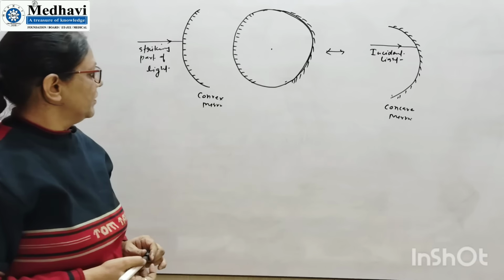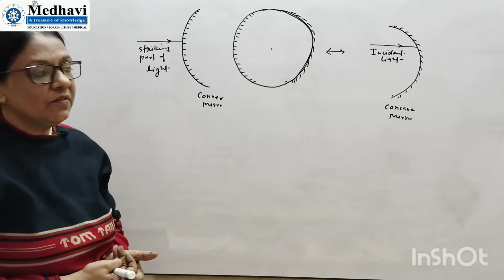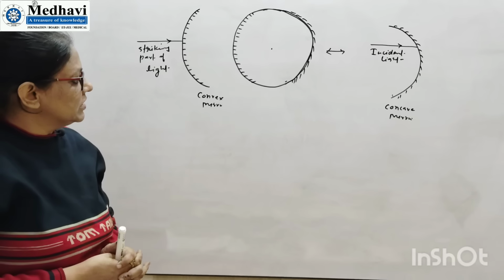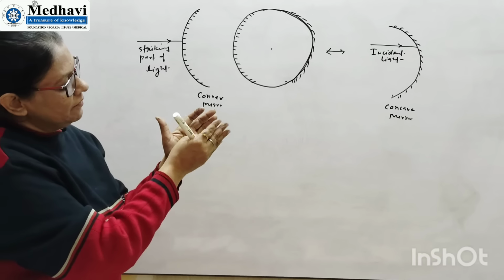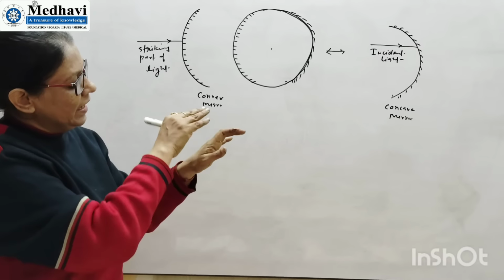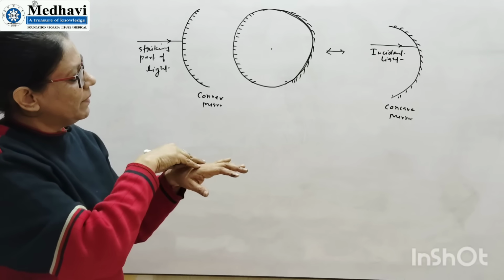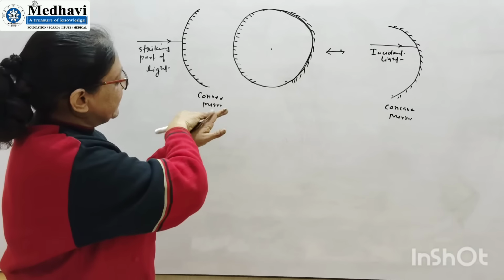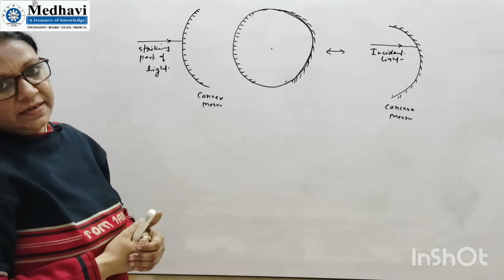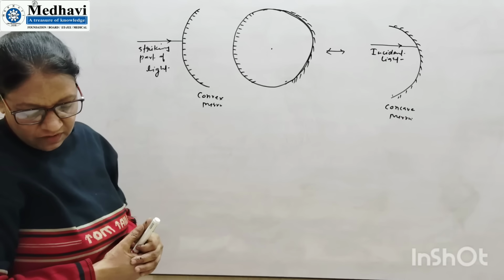This is very important. There are two types of mirror we are going to use. First is the concave mirror. This is the hollow part. If silvering is on this outer part, this is a concave mirror. And if silvering is inside and the light strikes from outside, this is the convex mirror. So this is the information.